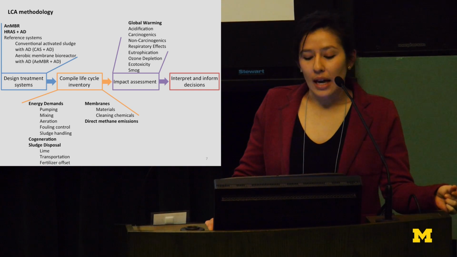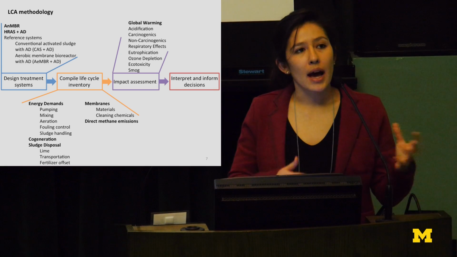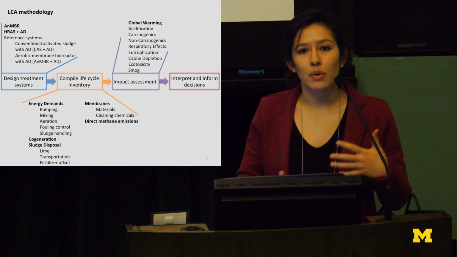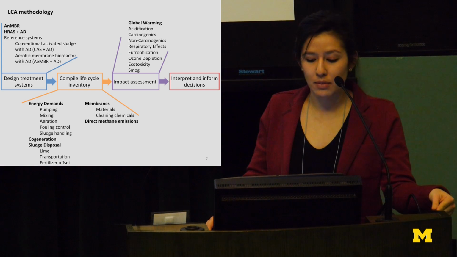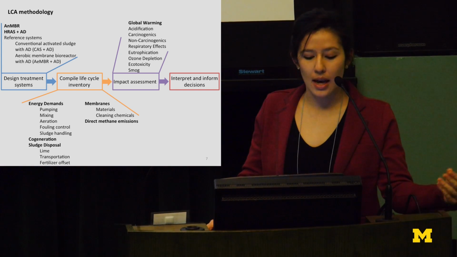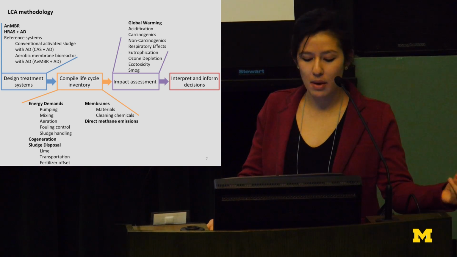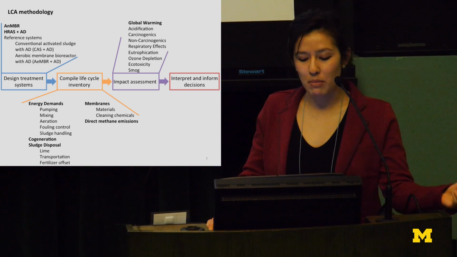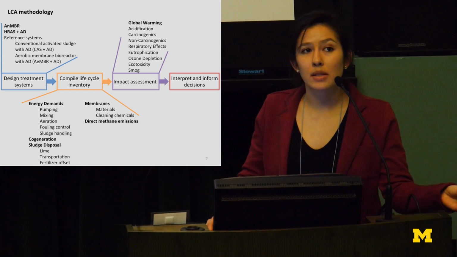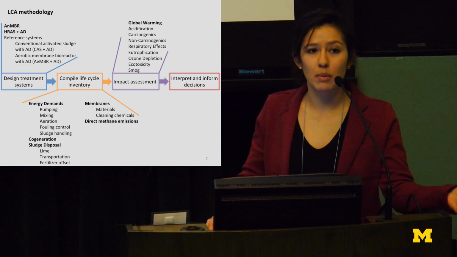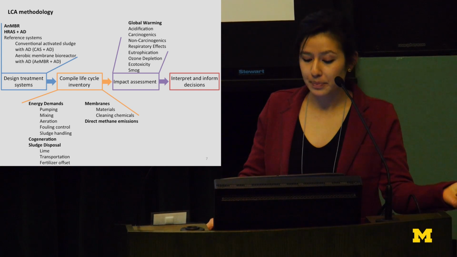Then we did a life cycle inventory where we basically accounted for all the inputs and outputs, both in terms of energy and materials involved in the treatment of 5 million gallons per day of domestic wastewater. And so this is just a list of some of the things we accounted for. Energy demands such as pumping and mixing, also membranes, materials, chemicals for cleaning, and also those direct methane emissions that come from the anaerobic MBR's effluent.